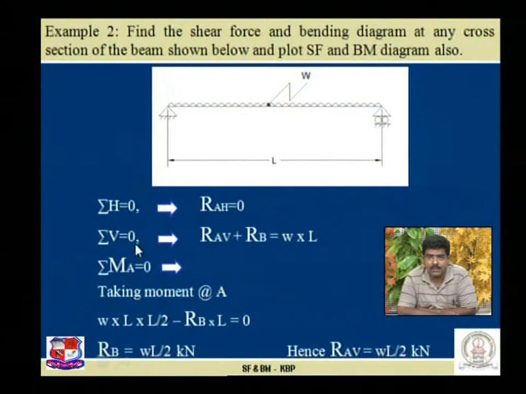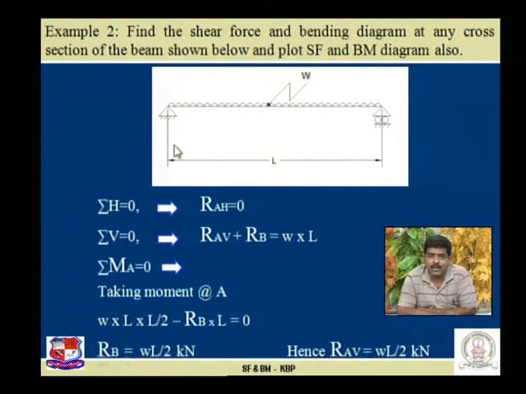The beam system is equated to 0, as per that RAV minus W into L plus RB is equal to 0, and we obtain RAV plus RB is equal to W into L.